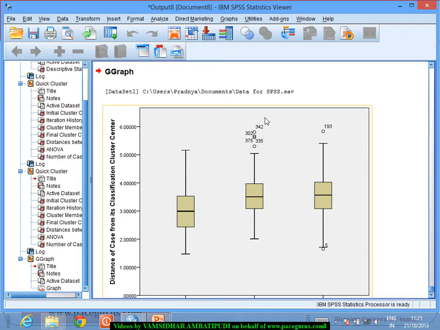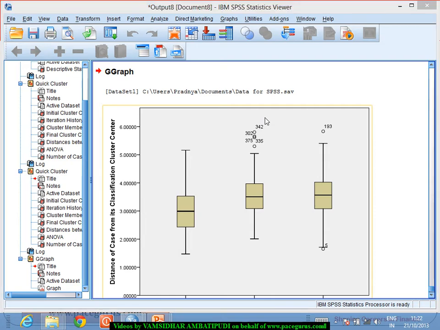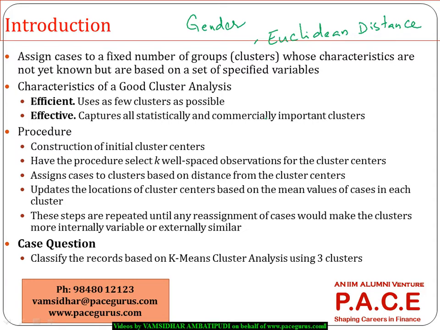If too many of the records are misclassified, then probably it's an issue. Then we should rework, probably increasing or decreasing the number of clusters, because the cluster solution we have got is not that effective. So that's the way we can use the k-means cluster analysis to group your records.